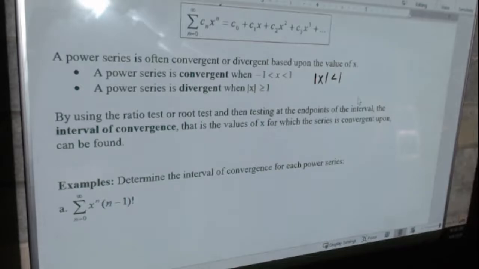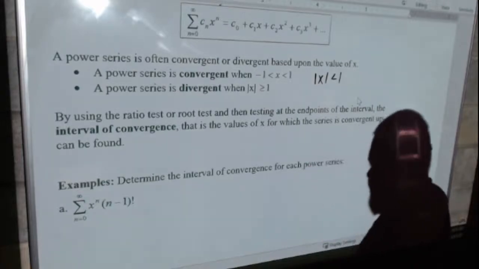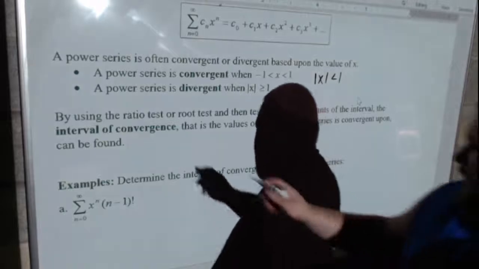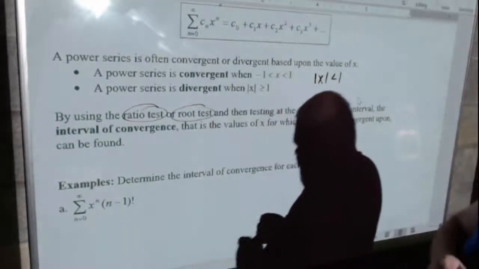Any suggestions? Any thoughts? So when I say something looks like that, I'm saying absolute value of something, and we get less than 1 for convergence. I'll give you a hint. Maybe read the next line in the paragraph below. Still no suggestions? Hey, there we go. Ratio and root tests, right? We just got done doing those.